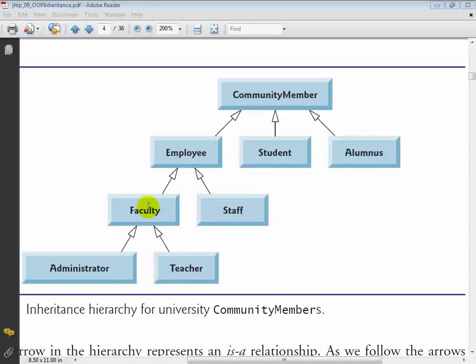Now finally down here we see that faculty is a subclass of employee, but it's also a superclass of administrator and teacher. So an administrator is a faculty member, a teacher is a faculty member. Because they're both faculty, we can also say an administrator is an employee and a teacher is an employee. And because they're both employees, we can also say that an administrator is a community member and a teacher is a community member as well.